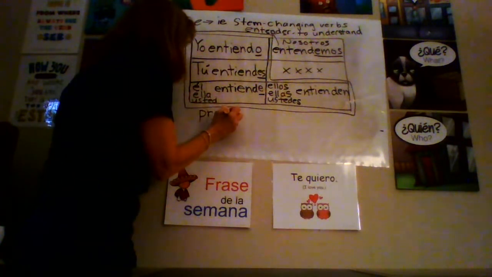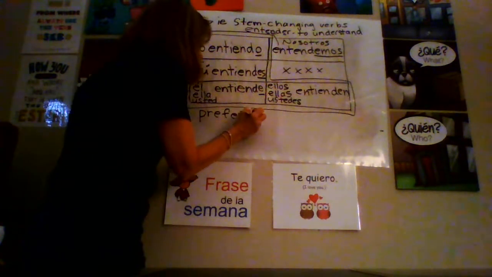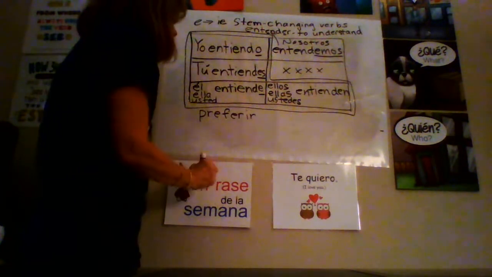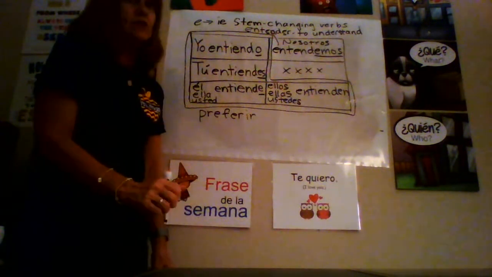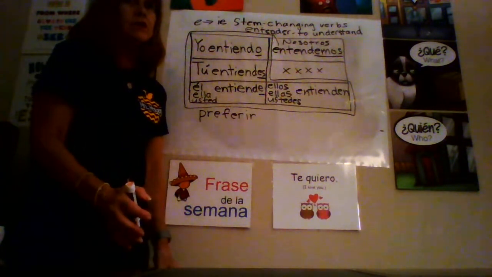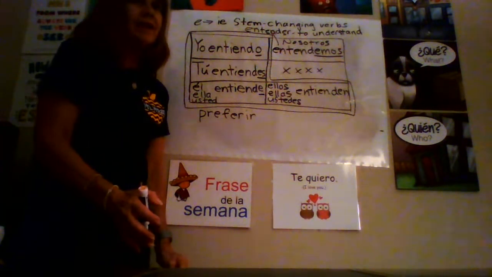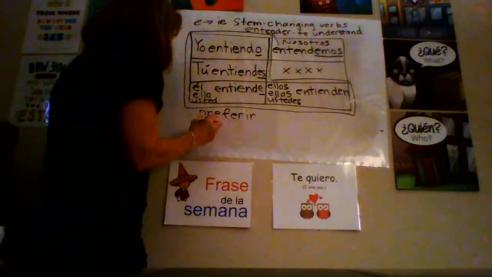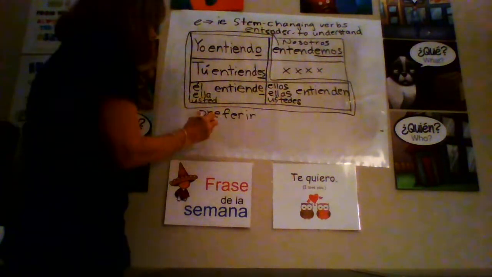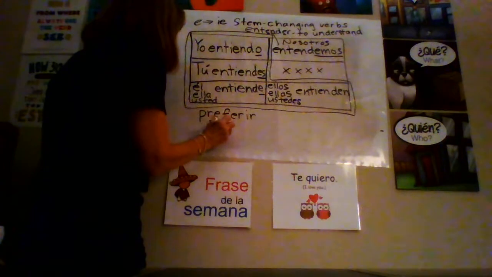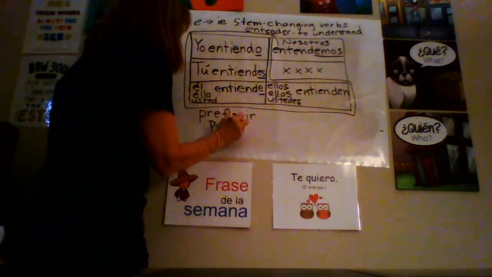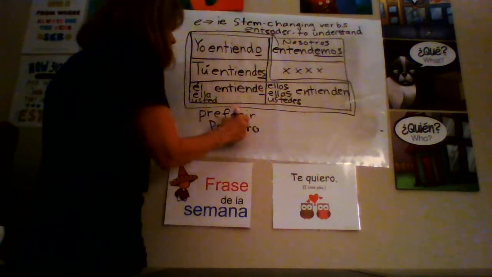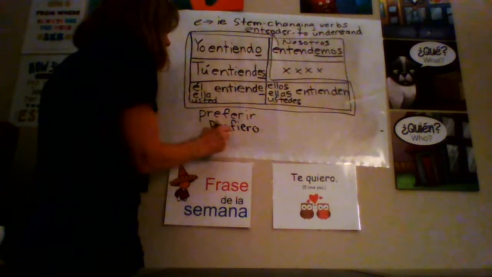Let's practice one more. It has a lot of E's. Preferir, but it's an IR verb. It has two E's and an I. And the rule is you stem change the E closest to what? Closest to the IR, ER, AR ending. So if you were going to say I prefer, you would say change that E, fiero. And change this E because it's not closest to the IR. Yo prefiero.